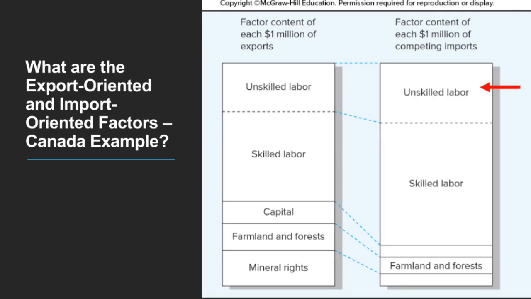Unskilled labor comprises a relatively smaller proportion of Canadian exports than Canadian imports. Skilled labor comprises a smaller proportion of exports than the skilled labor content of imports. Capital, such as plant, equipment, and inventories, content is relatively smaller in imports than in exports. Farmland and forests, as well as mineral rights, comprise a larger proportion of exports than competing imports.